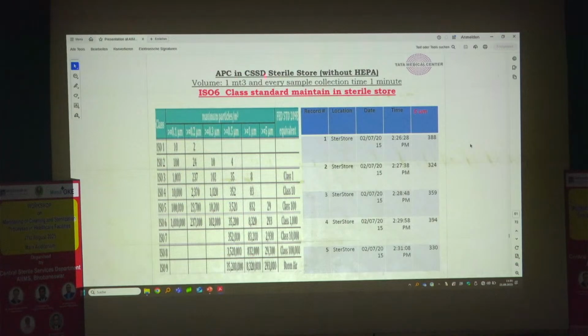This is the air particle count. We are also testing, but unfortunately our CSSD sterile store does not have a HEPA system. It is a clean room with a pre-filter, where the microns are 5 microns and 10 microns. But our report without HEPA is very good. It is nearly ISO 6 standard. You see the ISO 5 micron, and you see this is the ISO. So this is 293. It is very close to 293, which is the ISO 6 standard.